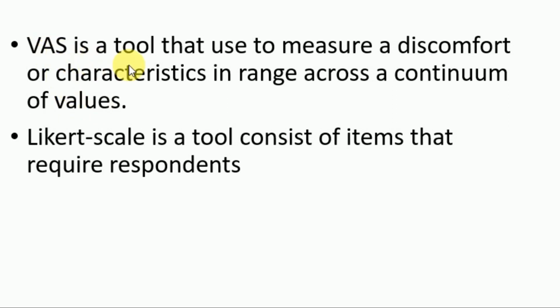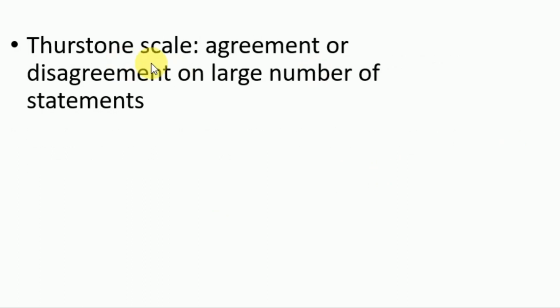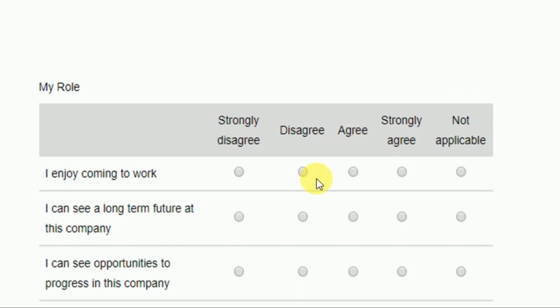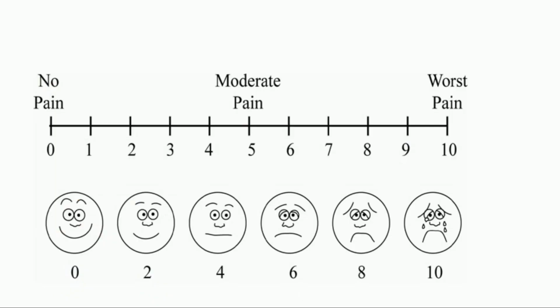Visual analog scale is a tool that is used to measure a discomfort or characteristics in range across a continuum of values. Likert scale is a tool consisting of items that require respondents to indicate agreement or disagreement on a large number of statements. So this is a Likert scale, and the 5 possible responses are strongly agree, agree, neither agree nor disagree, disagree, strongly disagree. And this is the visual analog scale.